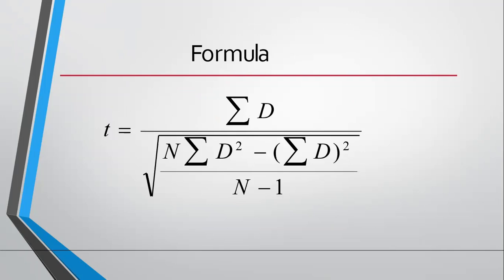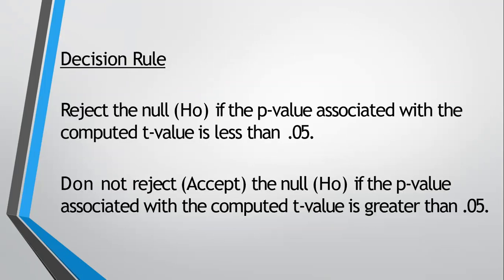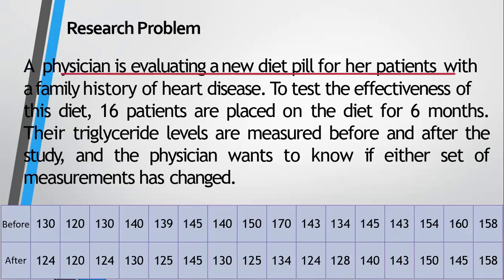So ito yung formula na hindi natin gagamitin. Pinapakita ko lang. So reject the null if the p-value associated with the computed p-value is less than 0.05. So do not reject or accept the null if the p-value associated with the computed p-value is greater than 0.05.